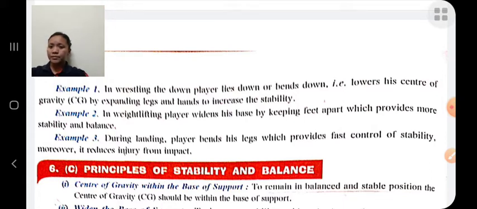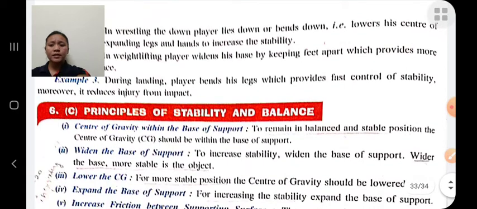Or in wrestling also, the player bends down to lower the center of gravity. Some principles: lower the center of gravity. If the center of gravity is lower, there will be more stability.